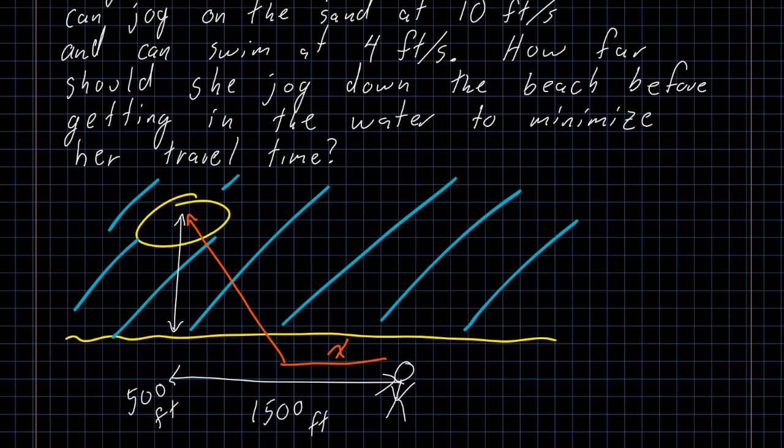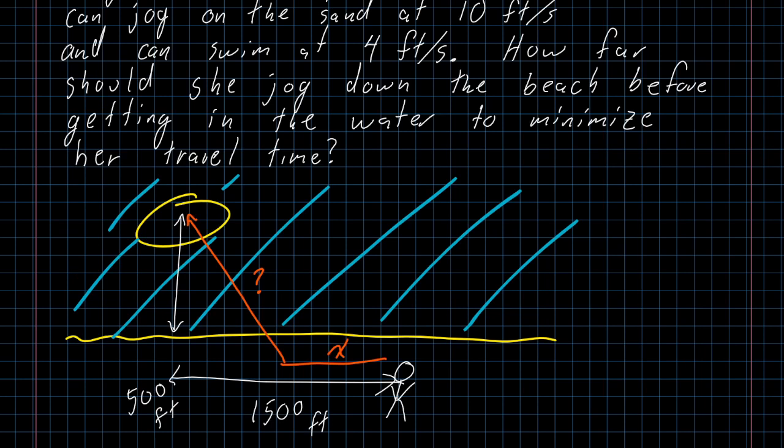So the first thing that I want to do is figure out the distance here. If I call this distance that the beachgoer is going to jog x, what is the distance out here that the beachgoer is going to swim?